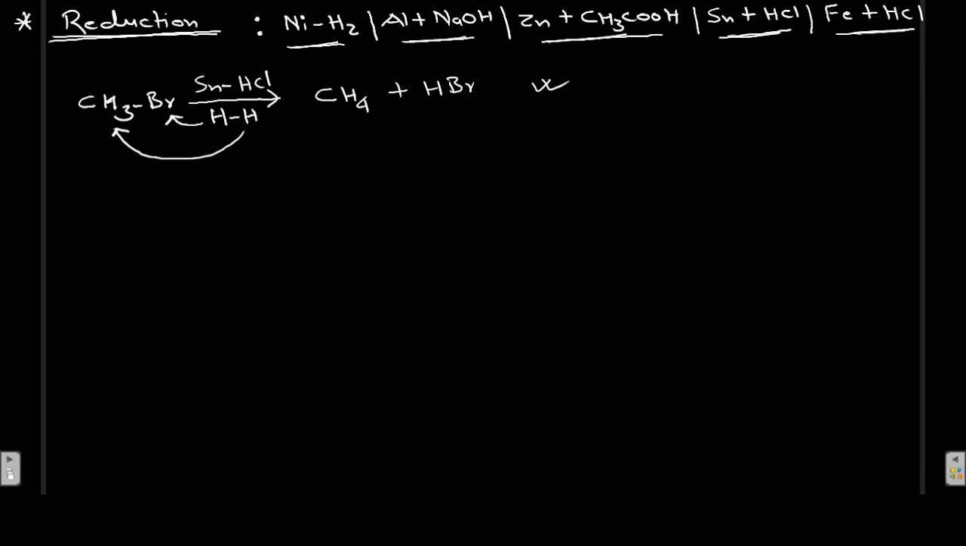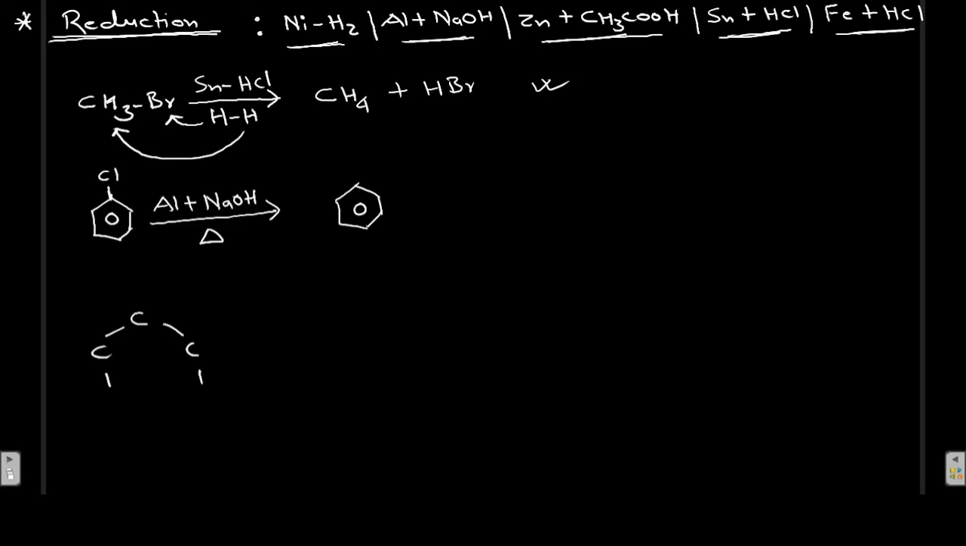Now we take one more example, and that is chlorobenzene. This is an aromatic compound, so it is also important to learn this reaction. Here if we take aluminium plus NaOH and heat it, what will happen? Again, two hydrogens will be attached. One hydrogen will go to benzene to form benzene, because here I'm just going to bifurcate it so that you can learn more easily.